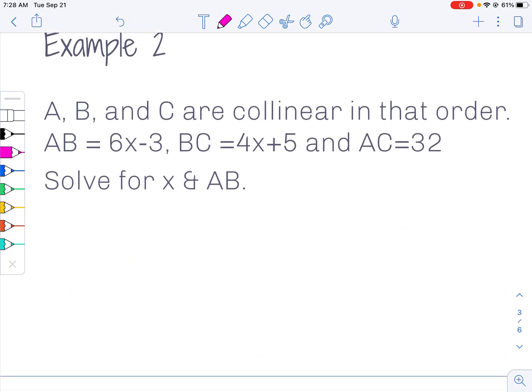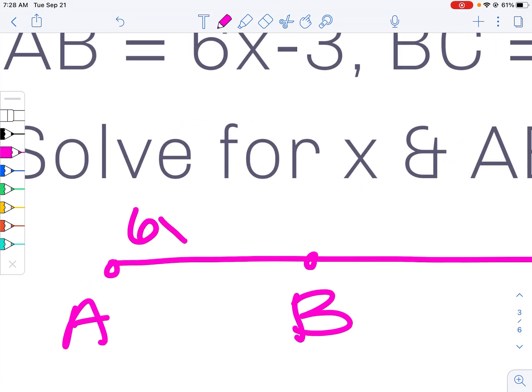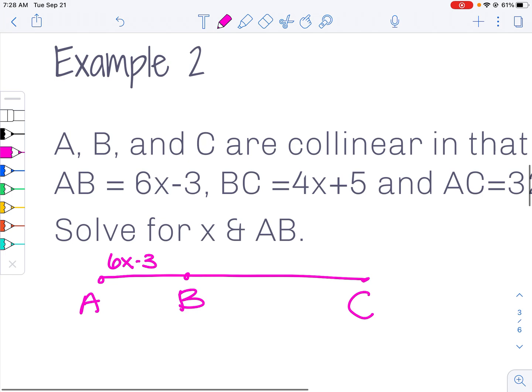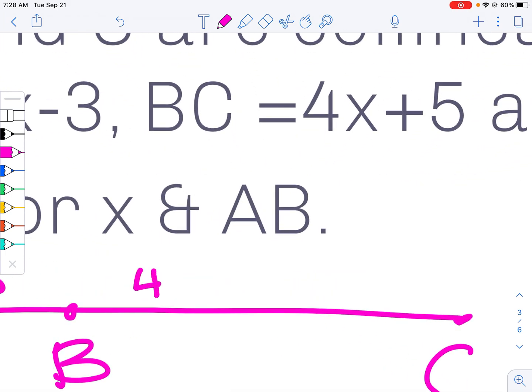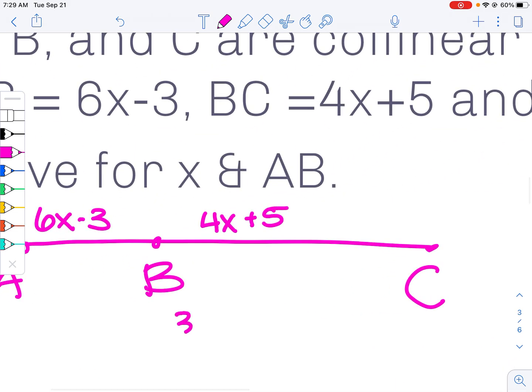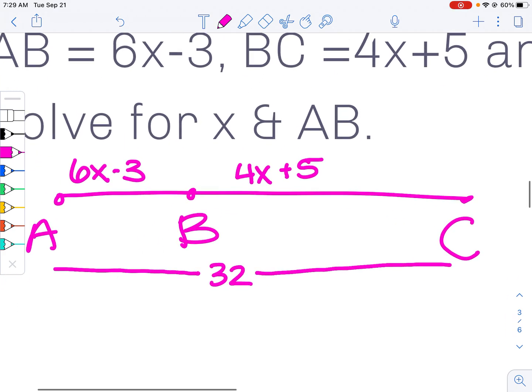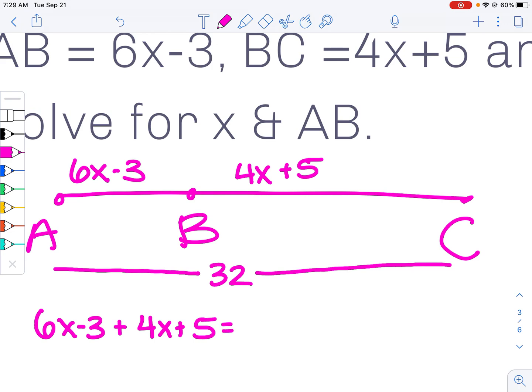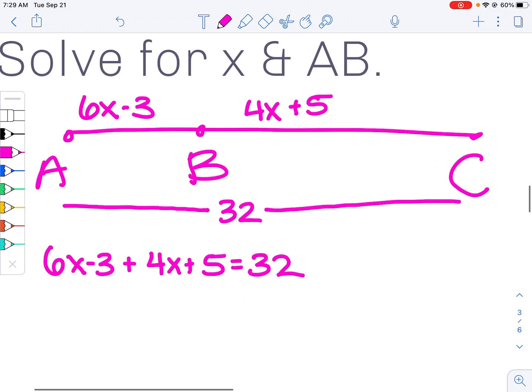We're going to do a few that get a little bit tougher. So again, we have A, B, and C, collinear in that order. This time AB is 6x minus 3. BC is 4x plus 5. And AC, so the whole thing, is 32. As soon as I'm able to visualize it, it's really easy to see that all I need to do is say 6x minus 3 plus 4x plus 5 equals 32. And now I'm just doing algebra.